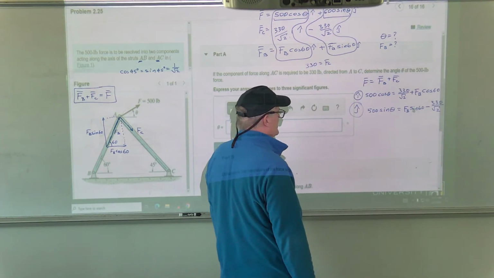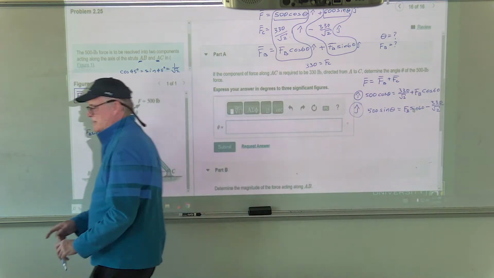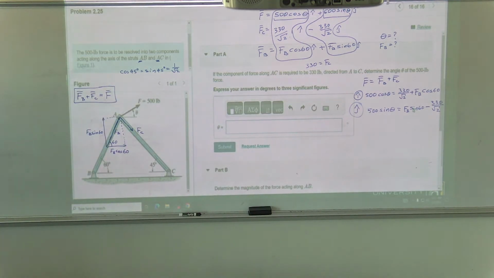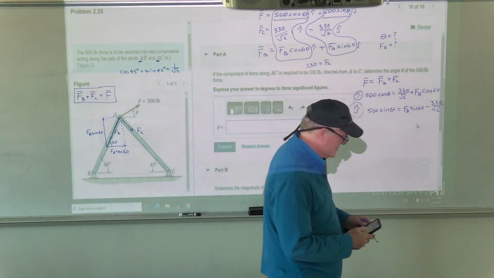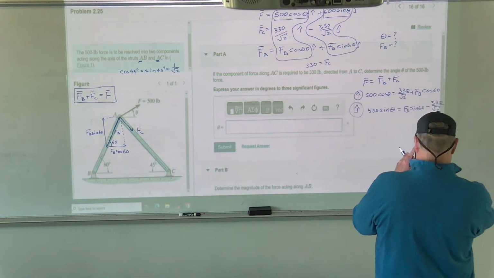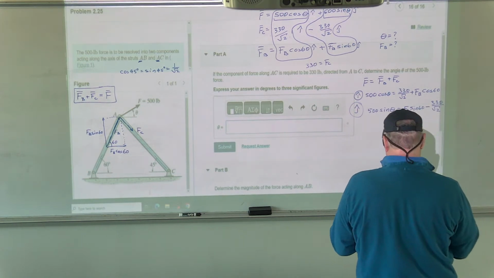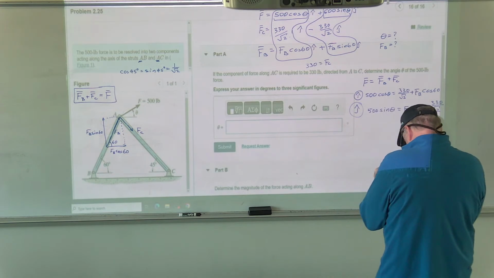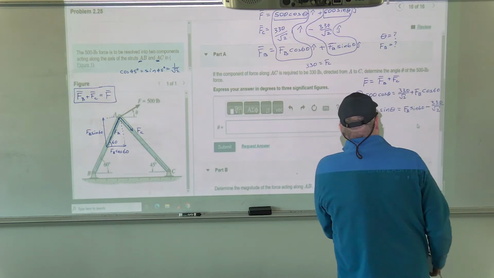I'm going to try something. Let's move the little mouse thing out of the way. I'm going to try something. I don't know if it's going to work, but let's see. Oops, we can't solve this equation, but we will be able to soon.